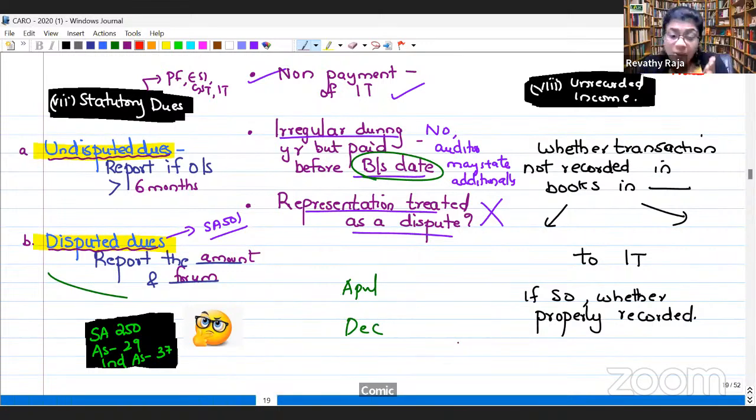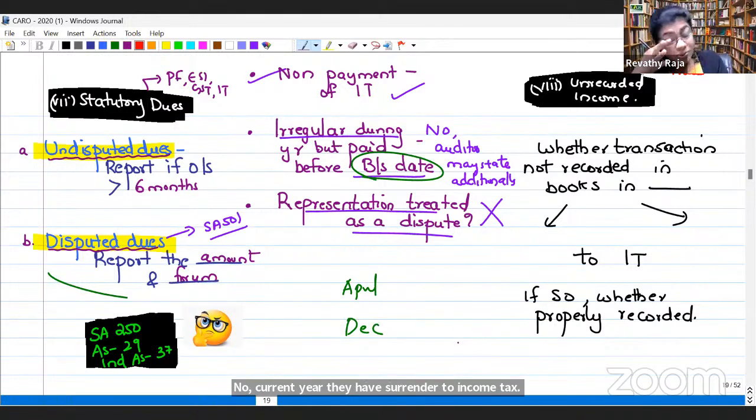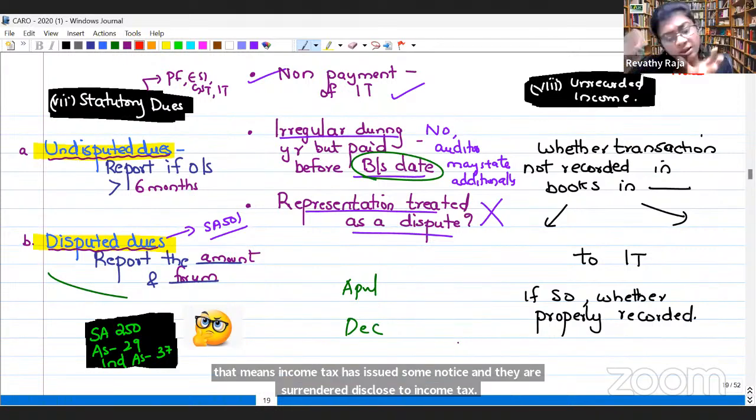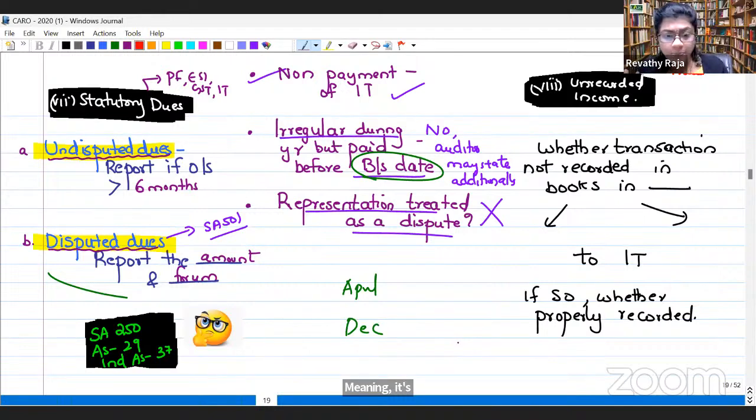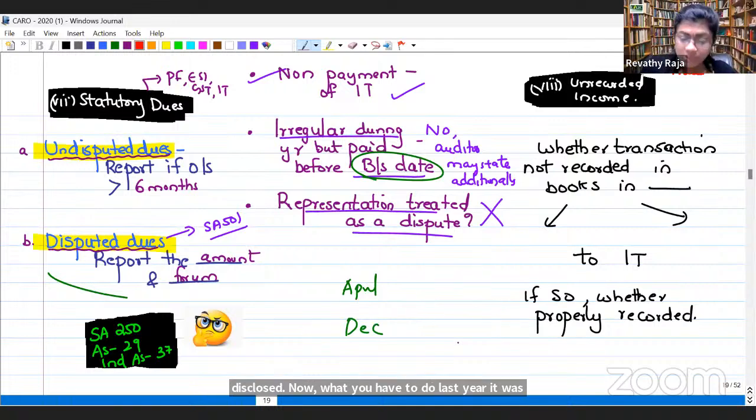Now in the current year they have surrendered to income tax. Surrendered means income tax has issued some notice and they have surrendered, disclosed to income tax. Meaning, it's found out. Now it is disclosed. Now, what you have to do, last year it was undisclosed, current year it is disclosed to income tax. If so, in the books also it should be recorded, no?